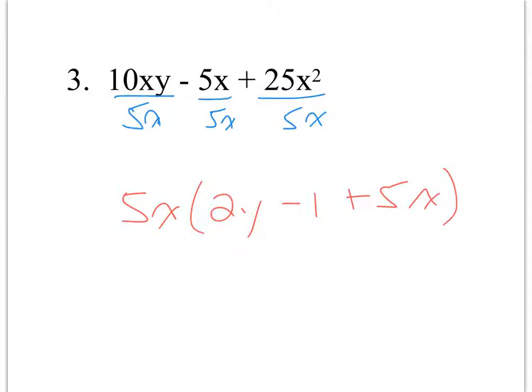So my factored form is going to have my monomial greatest common factor of 5x, and what's left is 2y minus 1, so 5x times 2y minus 1. If I were to distribute this 5x through to each of these terms, I would end up back here, but this right here is my factored form.